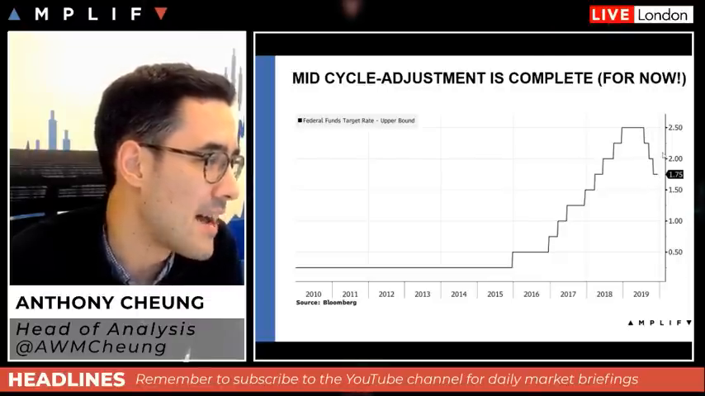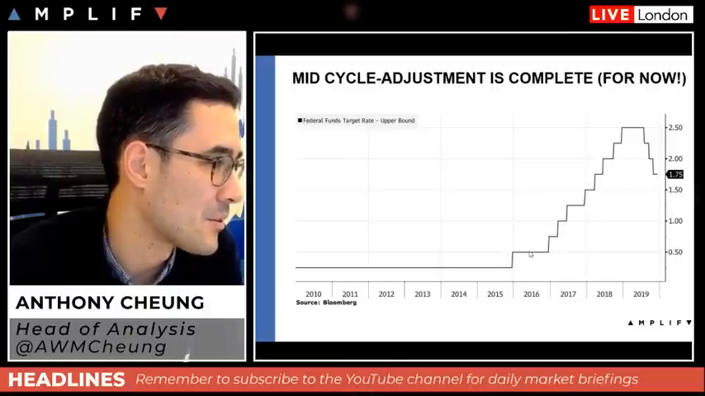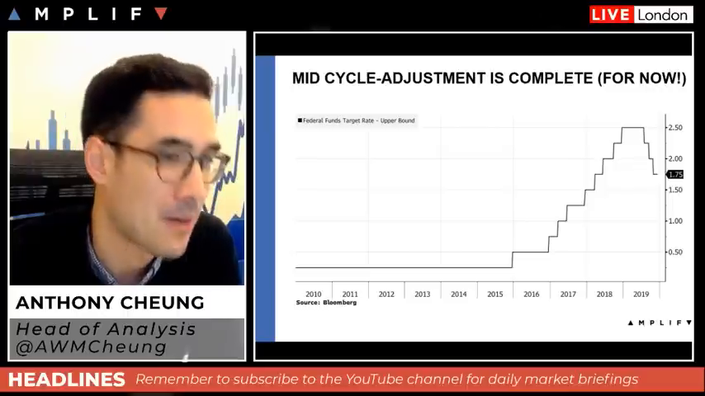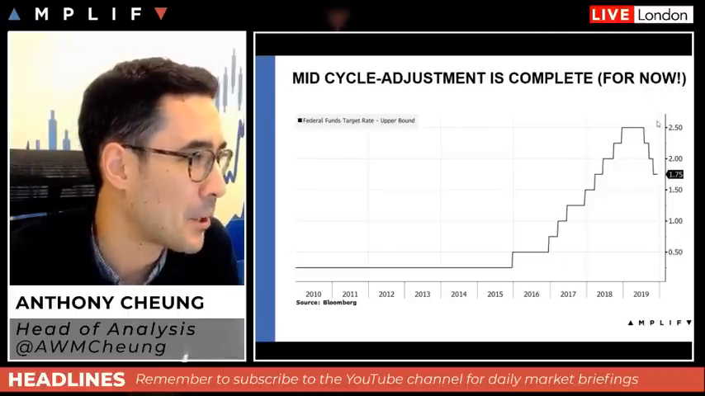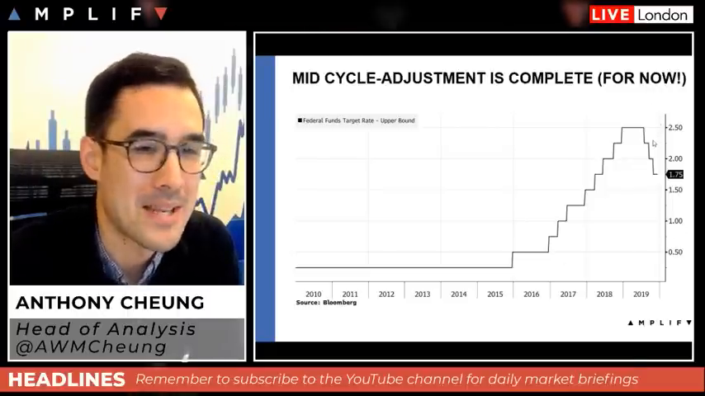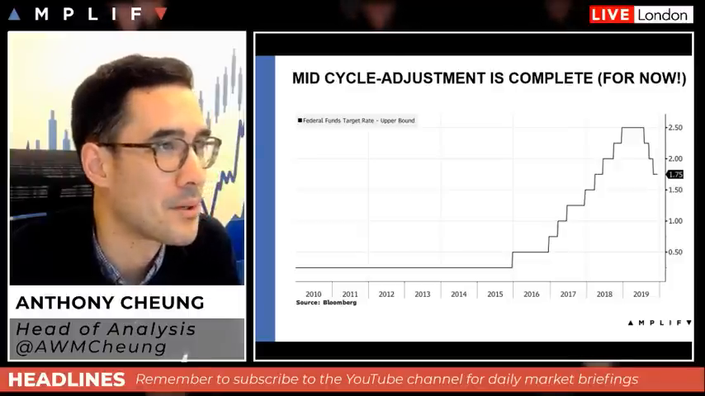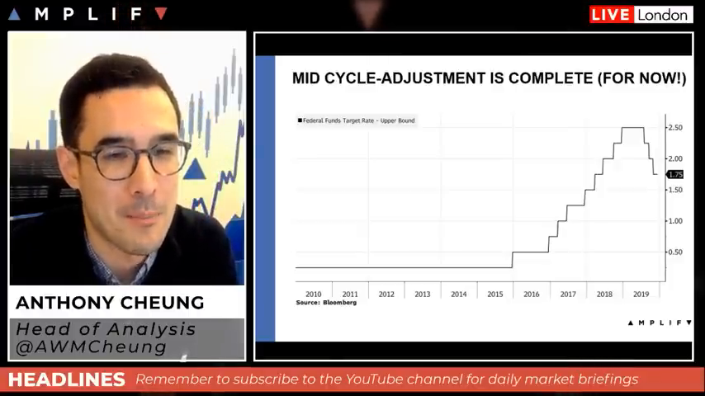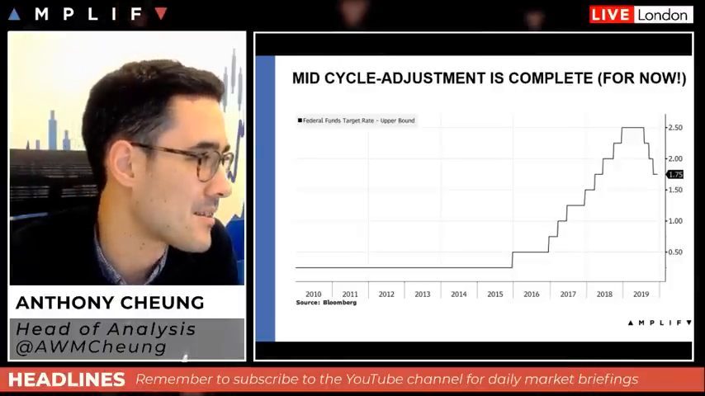Now, these are quite rare. Typically, interest rate cycles tend to go up and then down. They don't tend to go up, have a little blip in terms of a mid-cycle correction, and then resume the upward movement. You'd have to go back to the 90s when that was last occurring.